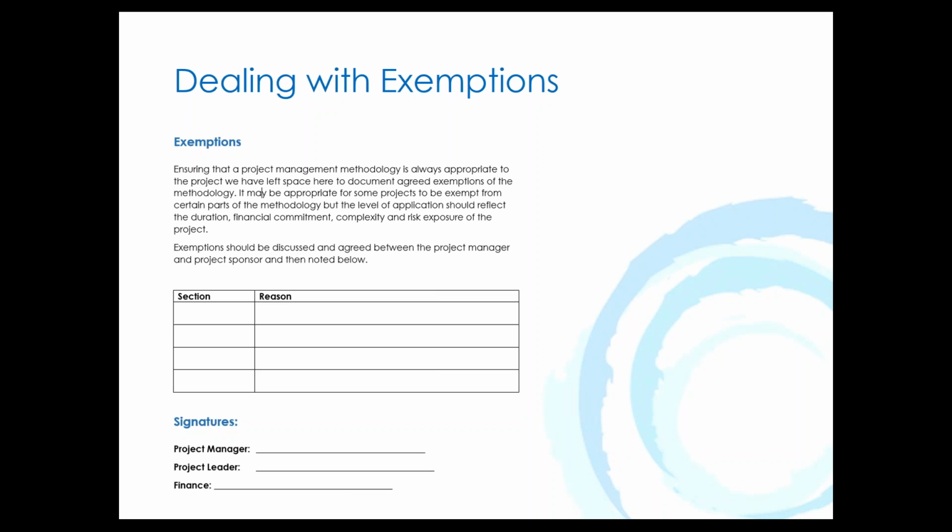So this is an exemption section that exists in both the user manual for the project management methodology and it also is duplicated in the actual project management plan. And it's a way to encourage more tailoring and customization, but just with agreement. So if a project manager says, look, my project isn't that complicated, I may not do this, you can say, look, I agree with you, we're just going to document that.